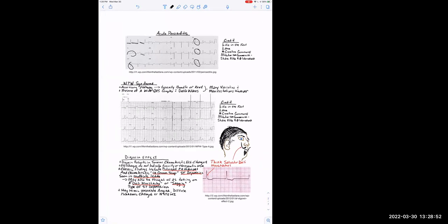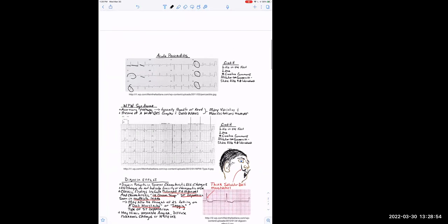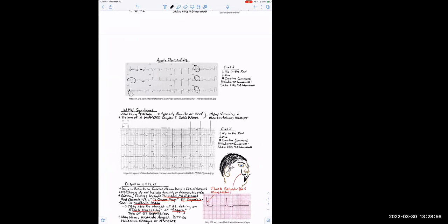All right. So let's move on to Wolff-Parkinson-White syndrome. This particular pathology has caused many a death. It is an extremely dangerous reentry type of phenomenon.